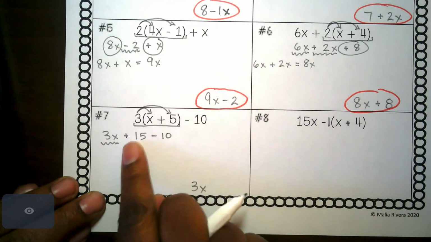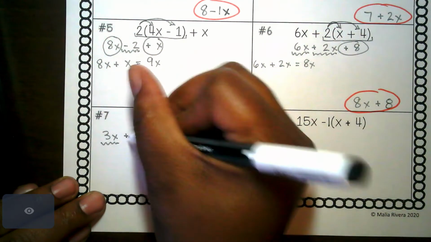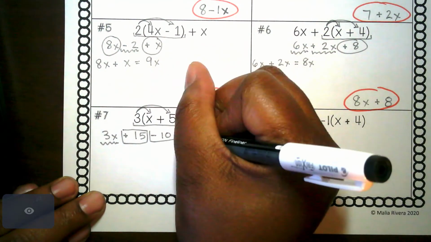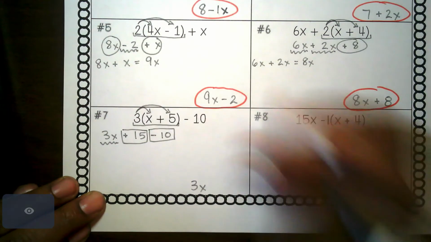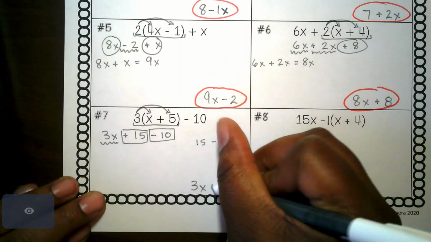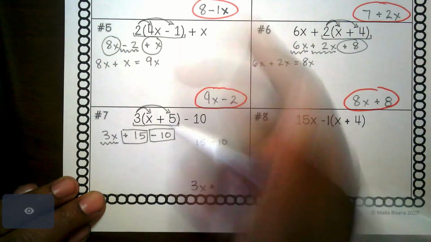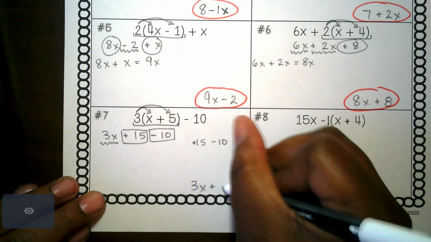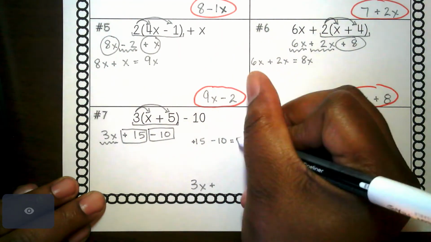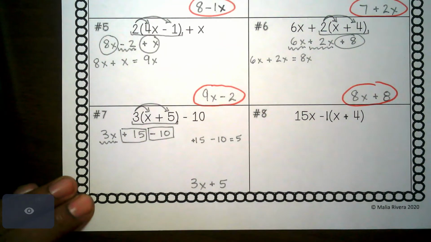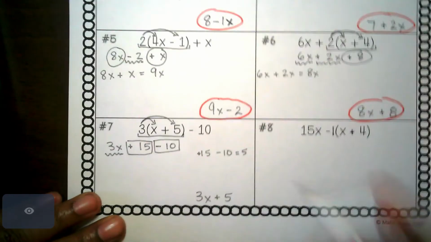And now let's look at this. I have a plus 15 and I have a minus 10. Well, if I have 15 minus 10, because I want to add this 15, but I need to first subtract 10 from it, that gives me 5. So my final answer is 3x plus 5.